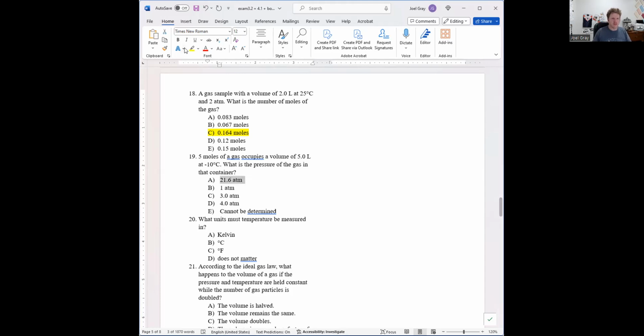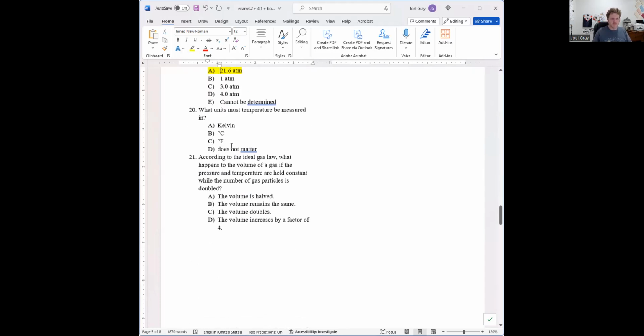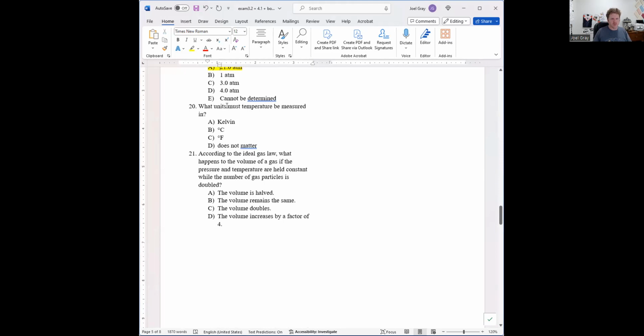So there we go for that one. Number 20. What units must temperature be measured in? Kelvin. According to the ideal gas law, what happens to the volume of a gas if the pressure and temperature are held constant while the number of gas particles is doubled? Okay, our number of gas particles is doubled. What that means is that the volume is also going to double.